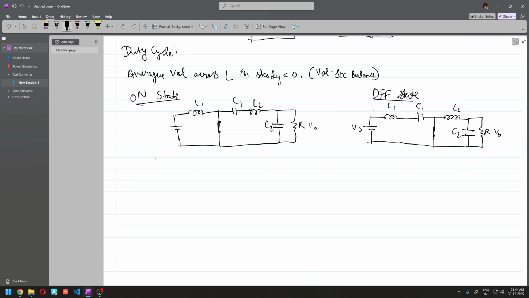In the on state of the switch, we have to write for VL1. Looking at this, it's basically just the supply voltage, this is one closed loop here. So VL1 is just Vs, and then VL2. Now looking at this, we can write the KVL equation. Let's assume one direction, which we can do at the start itself. Let's assume that the polarity is like this and the current direction is this. Same for this inductor.